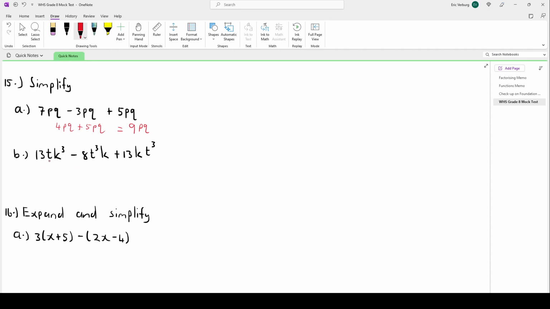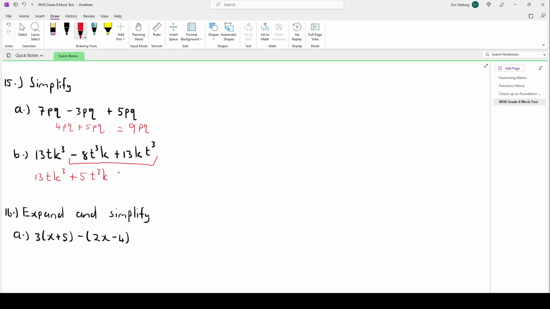Okay, next one. We've got TK cubed, T cubed K, and KT cubed. Okay, so which are like terms here? So these two are like terms, because they both have a K and a T to the power 3. So this first one we can just rewrite, nothing changes here. But then these we can add. So we've got negative 8 of these things plus 13 of them. So negative 8 plus 13 is positive 5 of those things. So t cubed k. You can also have written kt cubed. Doesn't matter which one you write first, the t or the k.